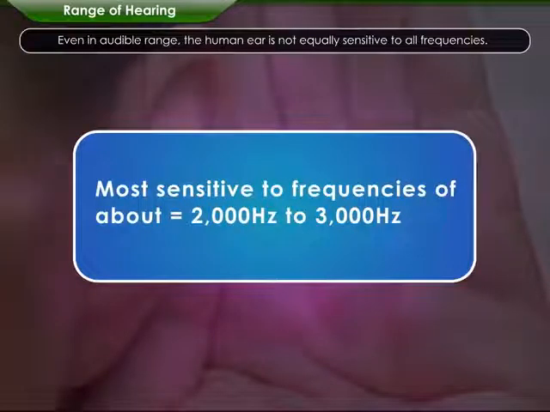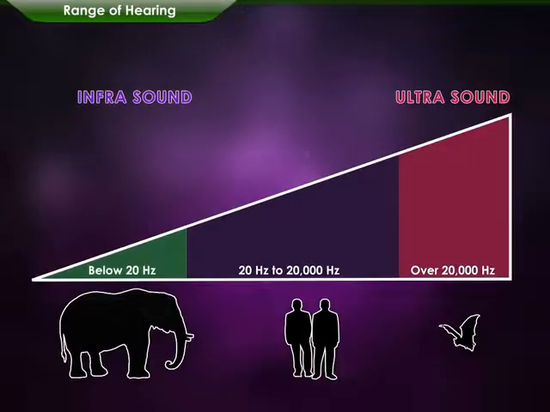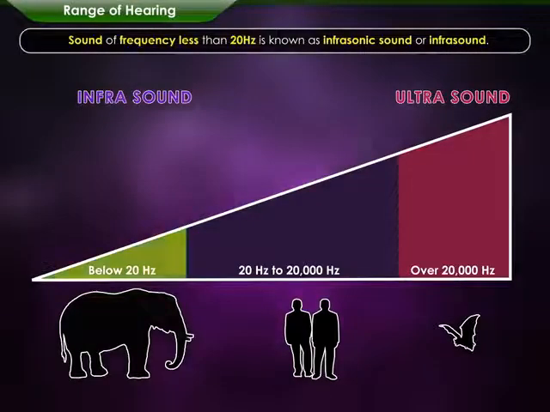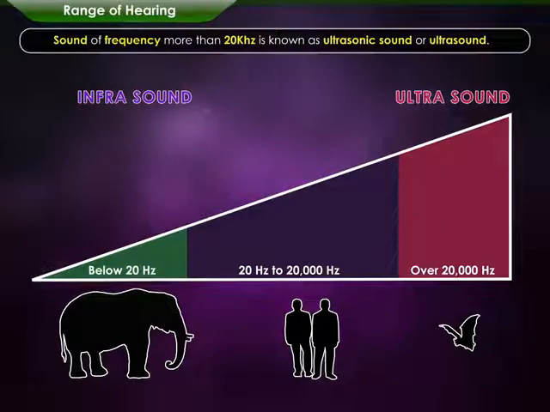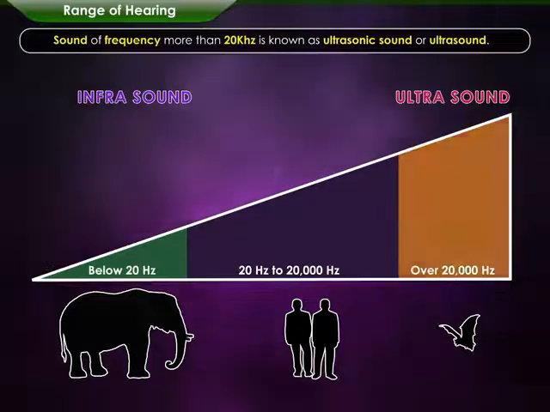Even in audible range, the human ear is not equally sensitive to all frequencies. It is the most sensitive to frequencies of about 2000 Hz to 3000 Hz, where it can hear even a very low intensity sound. Sound of frequency less than 20 Hz is known as infrasonic sound or infrasound. Sound of frequency more than 20 kHz is known as ultrasonic sound or ultrasound.